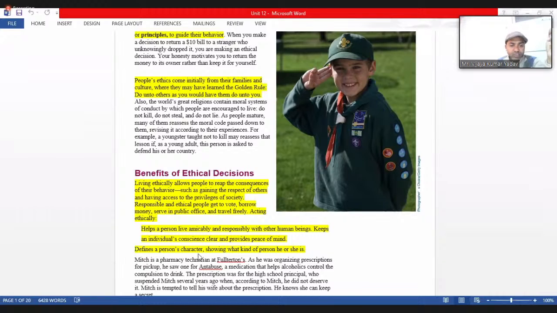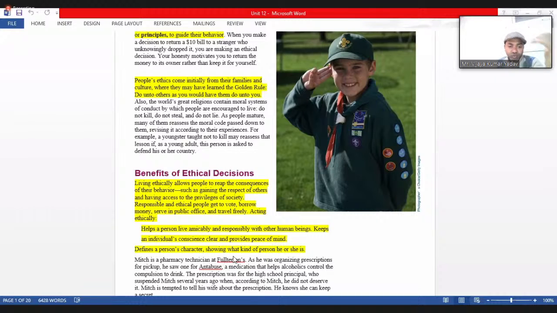It keeps an individual's conscience clear and provides peace of mind. If you have ethics, then you will have a clear conscience, clear wisdom, and it provides peace of mind. All the time you will have peace in your mind. You will feel peaceful.